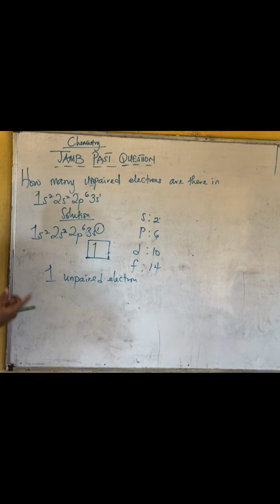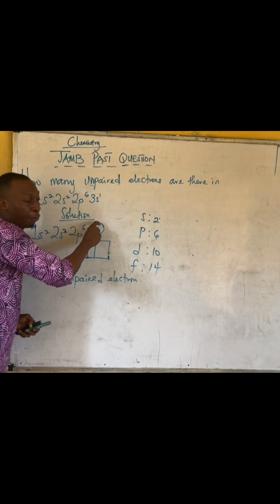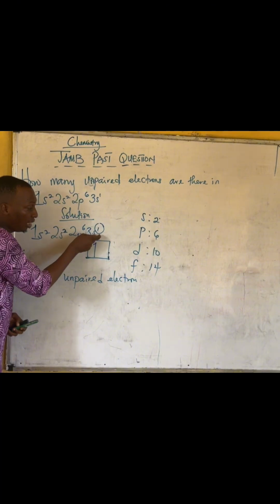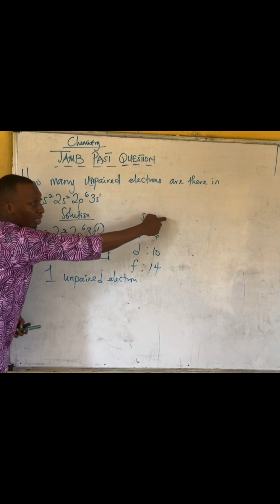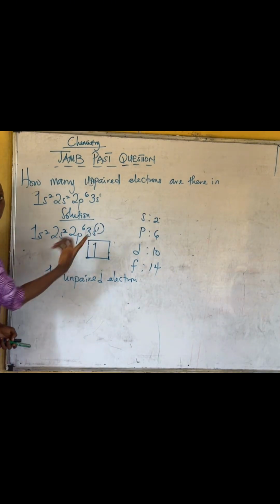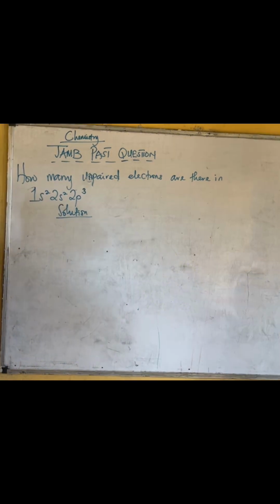And so what I need to do is to remove the number of electrons here from the maximum number of electrons this orbital can take. Since this s orbital can take a maximum of 2, remove this one from these 2, and you have how many unpaired? 1 unpaired. 2 minus 1, you get 1. That's 1 unpaired.